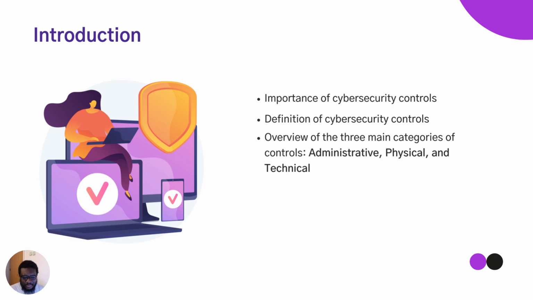So, of course, cybersecurity controls are important. We'll be discussing that. We'll also be discussing the definition of security controls, and we'll also talk about the three main categories of controls, which is administrative, physical, and technical. So, a cybersecurity control is basically just a mechanism or a technique or anything really that we do to protect the organization from certain types of attacks, to protect our different layers from cyber attacks.